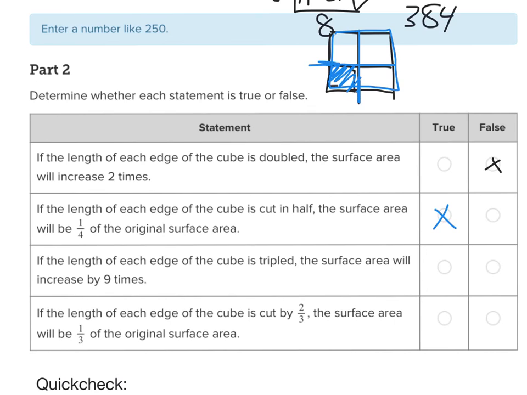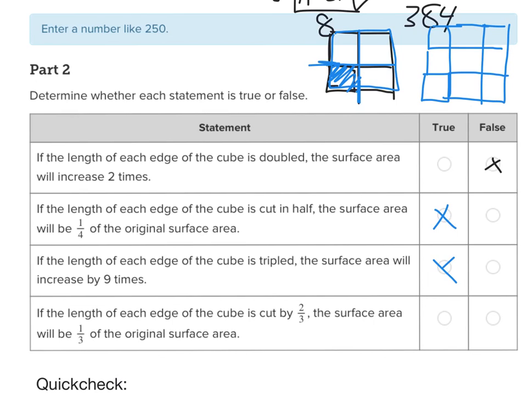Next one, if the length of each edge of a cube is tripled, the surface area will increase by 9 times. Absolutely. If I triple each edge, I got 1, 2, 1, 2. It's going to look like this. If I triple each edge, it is 3 times as long, so the area would be 9 times as much. And that's on the front face, and it would be the same on every face. So that's true.